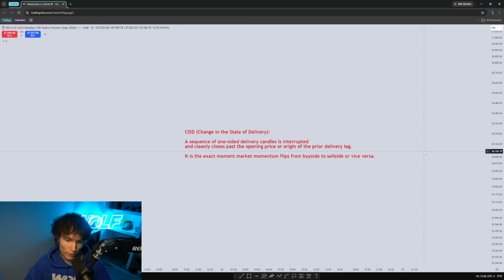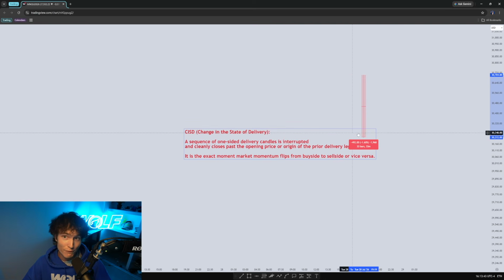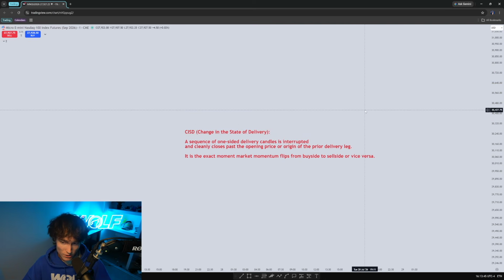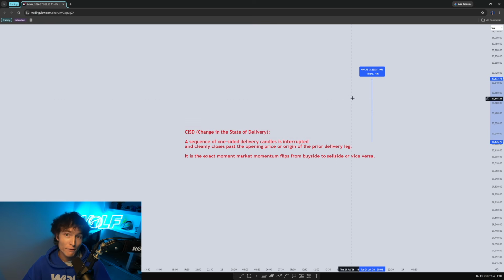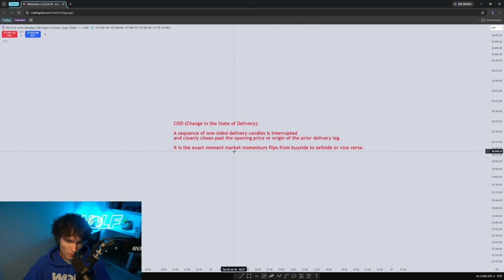So we're going to start off with the actual definition, and then I'll dumb it down a little bit for everybody. But the actual definition of a change in the state of delivery is a sequence of one-sided delivery candles gets interrupted and cleanly closes past the opening price or origin of the prior delivery leg. So to dumb it down, all that really means is a series of up-close candles gets closed below the opening price of that first up-close candle. And same thing vice versa. The series of down-close candles gets closed above the opening price of that first down-close candle. It is the exact moment market momentum flips from buy side to sell side or vice versa.